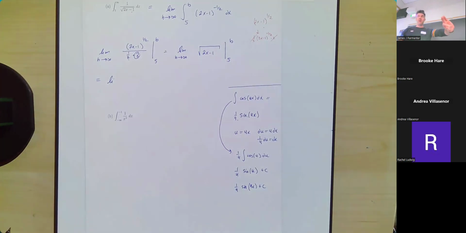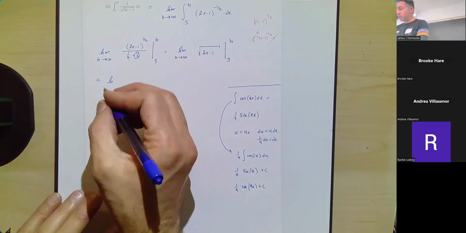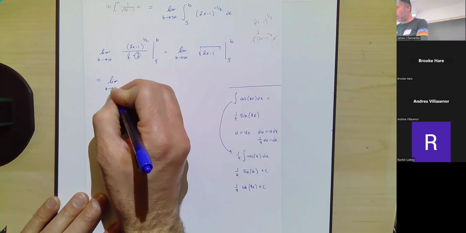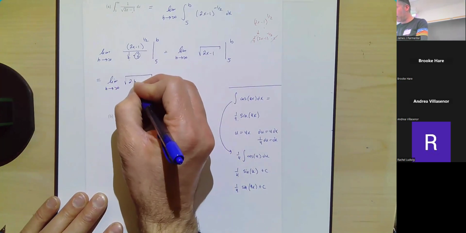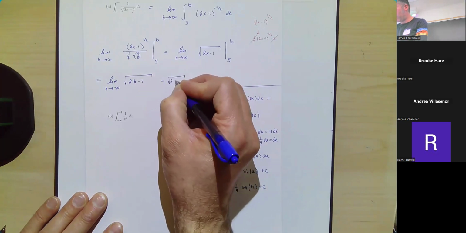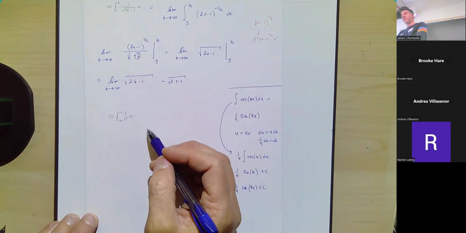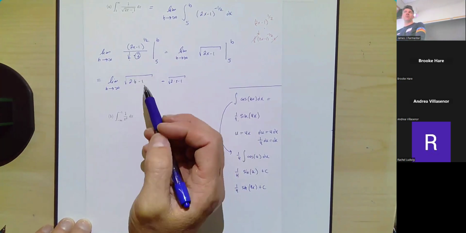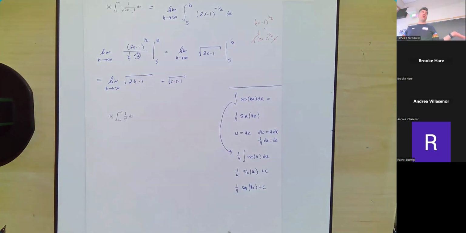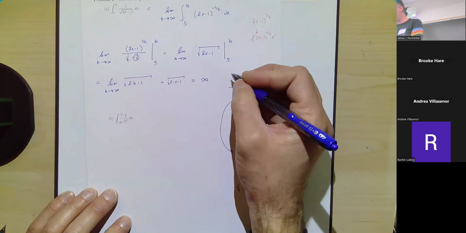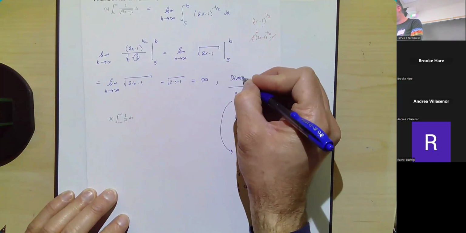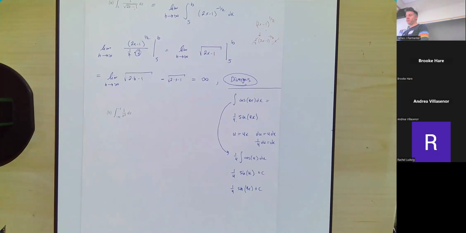We're not taking the limit yet. The limit's like the very last thing you do. So we still have the limit as b goes to infinity, and then we have the square root of 2 times b minus 1 minus the square root of 2 times 5 minus 1. And then as b goes to infinity, what happens to the square root of 2 times b minus 1? Does it go to a finite number, or does it also go to infinity? If the insides are getting really, really big, you take the square root of that. Is it still really big? It still is really big. So this limit is infinity, which means we have a divergent integral.